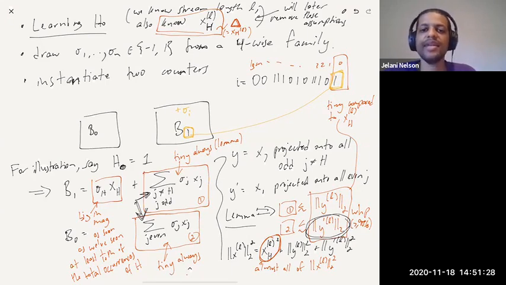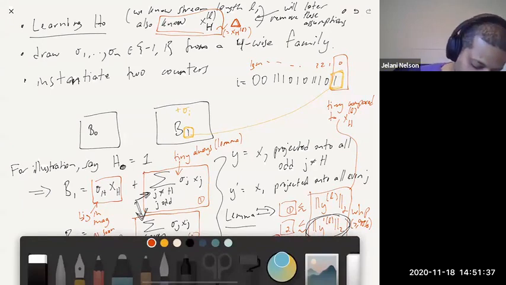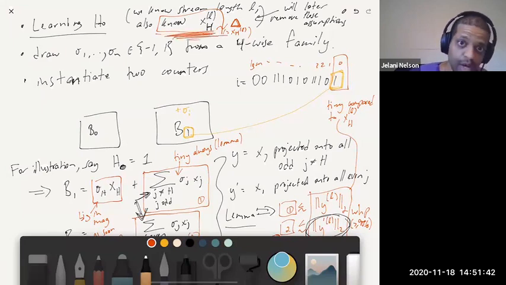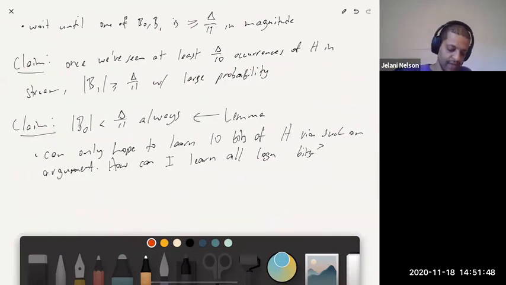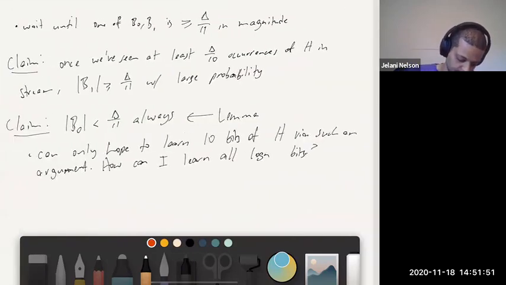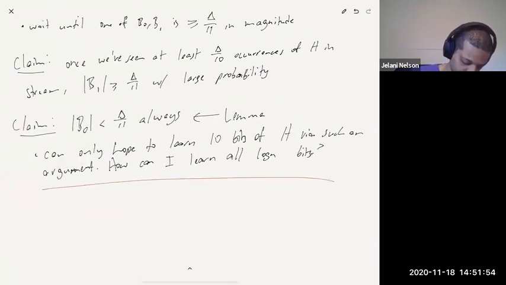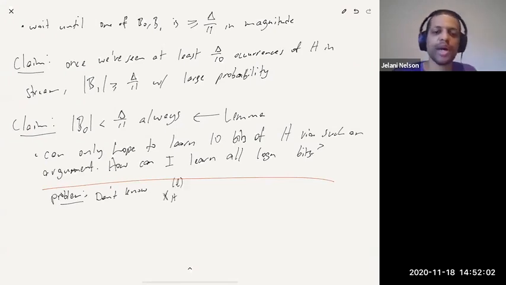Okay. So now the things that remain are A, how do you prove the lemma? And B, I made this assumption about delta, right? I said that you know the final value of x_H at the end of the stream, but you don't actually know that. So how do you fix that? Problem: you don't know the final value of x_H. So, we had this threshold where we wait until one of the counters is delta over 11, but we don't know delta.